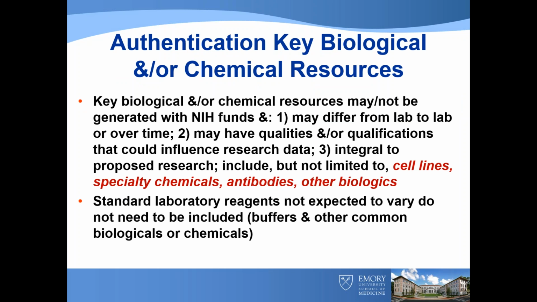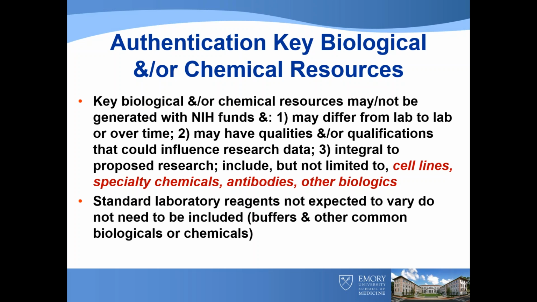This is a new section that they've added, the authentication of key biological and chemical resources. And basically, they're asking you to verify the provenance of all of your chemical or biological resources. This includes cell lines, special chemicals, antibodies, or other biologics. So who are you going to buy them from? What's your justification for using them? Why are you using this cell line versus another cell line, and things like that.